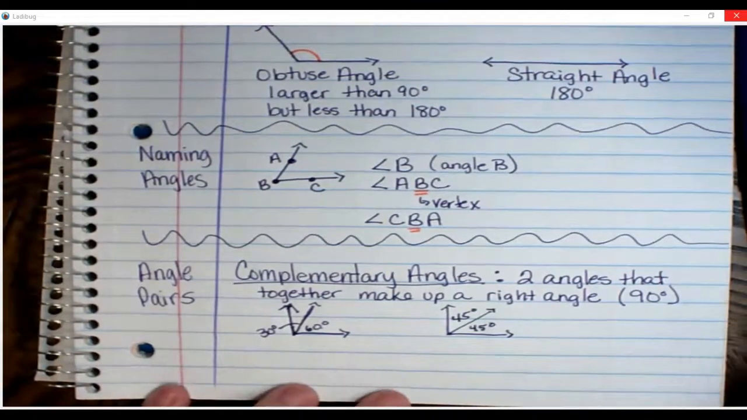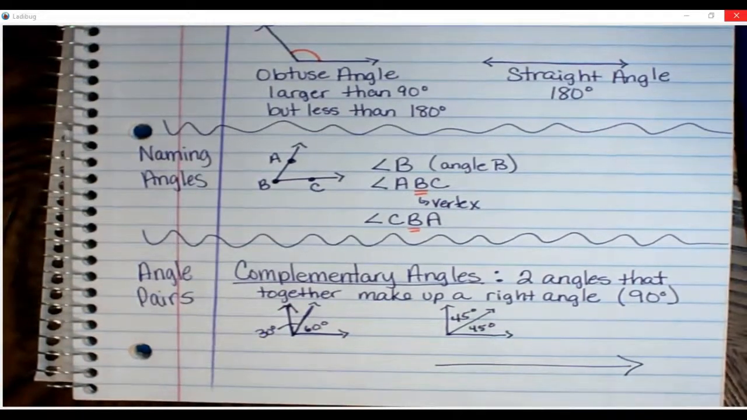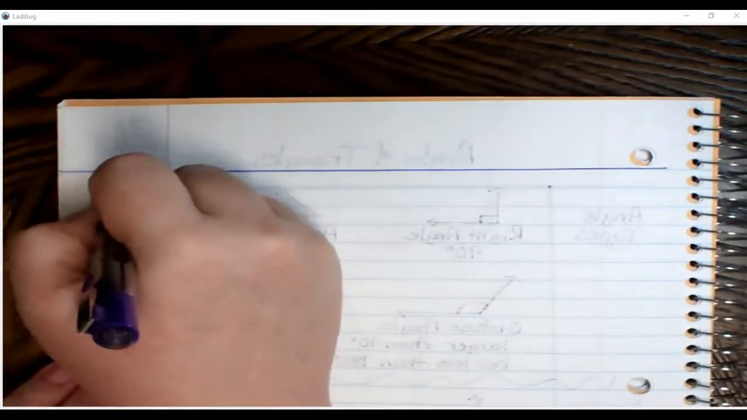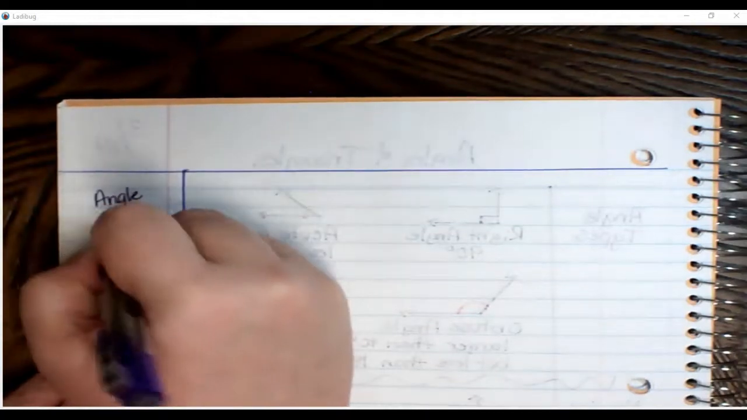All right, I'm going to turn my paper over because I'm out of room. I can't get the next section in the middle of this. All right, so we're still in the section of angle pairs. Angle pairs continue.